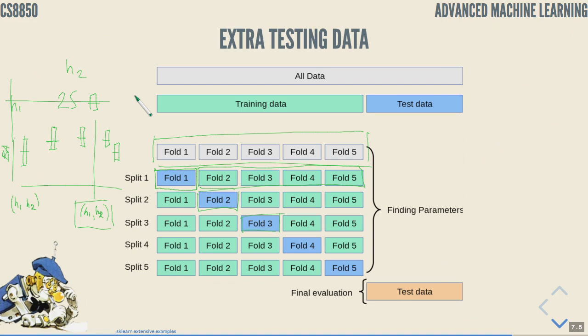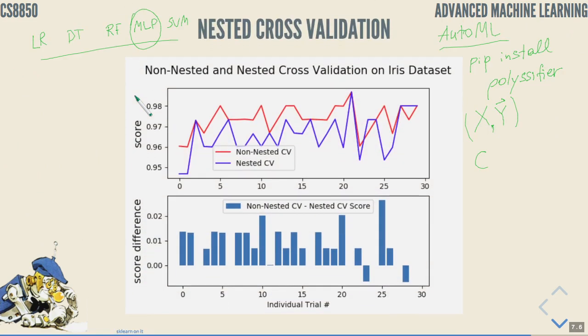So that is nested cross-validation. And as this plot shows, again from sklearn, if we don't do nested cross-validation, our score on training data is higher because we're more optimistic. And when we do nested cross-validation, we're less optimistic, but we're still more likely to select the highest performing model.